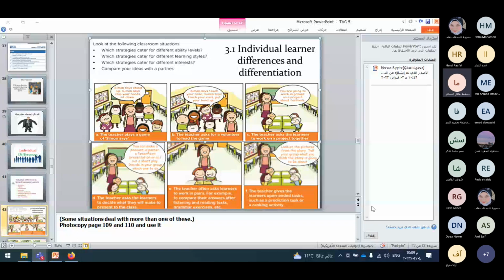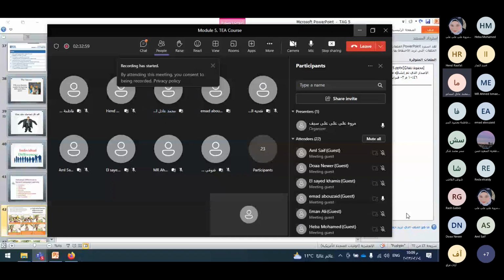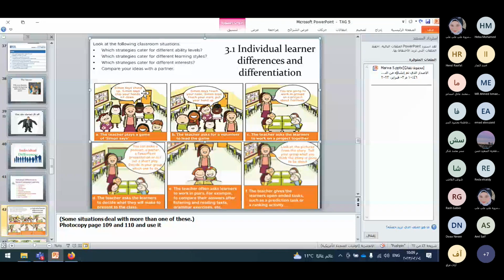Yes, I think this suits different ability levels. Yes, it really caters for different ability levels. Of course, this is right. Does it cater for different learning styles? Mr. Muhammad, you are still with me, okay? According to your viewpoint, does it cater for different learning styles?